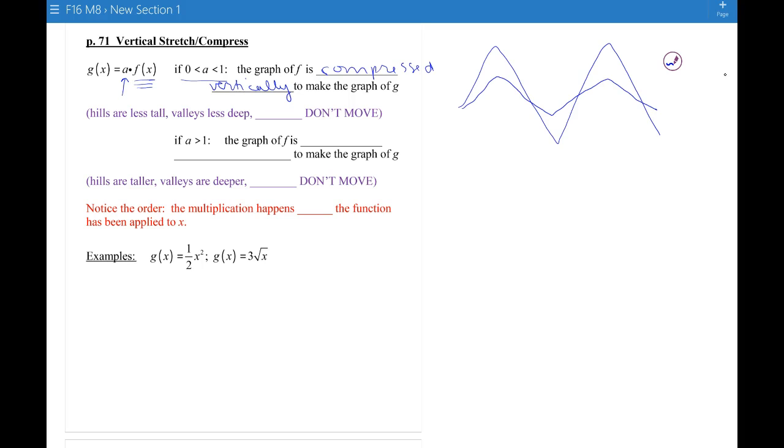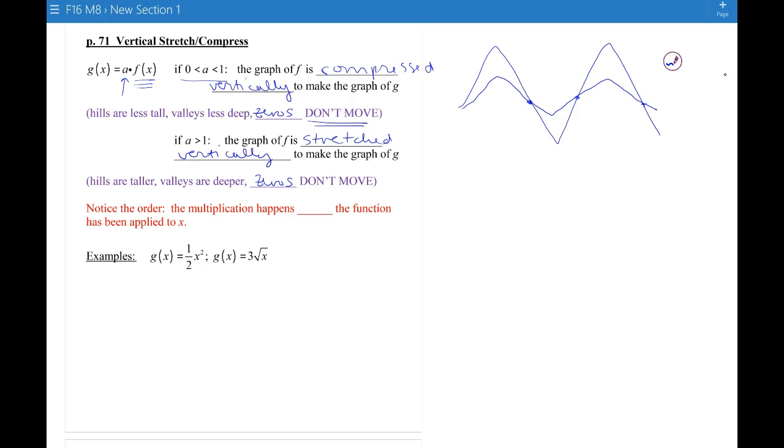So hills are less tall, valleys less deep, zeros don't move. So this is really important. Anything that was a 0 still is a 0. If a is bigger than 1, the graph of f is stretched vertically. So you need two words to describe this transformation, whether it's compressed or stretched, and horizontal or vertical. So again, the hills are taller and the valleys are deeper, but the zeros don't move.